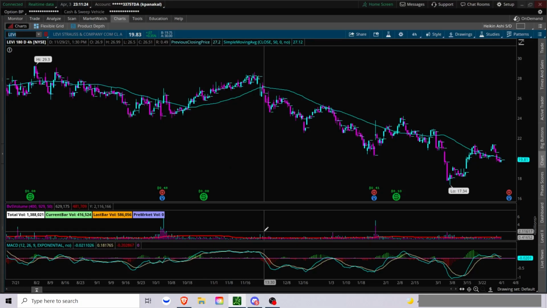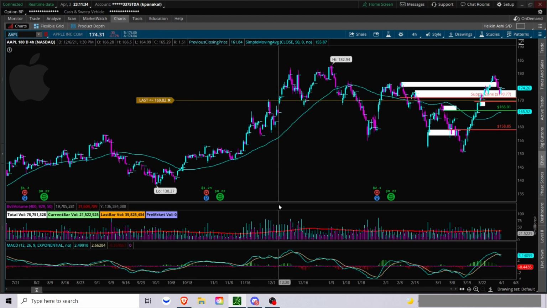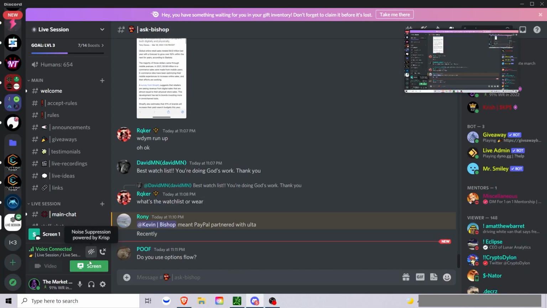I went to ULTA the other day with my girl, and things are so expensive. It's crazy. There's like this hairbrush that's like $150 because it's like a volumizer or something like that. I'm just like, dang, no wonder why ULTA is a popular stock.